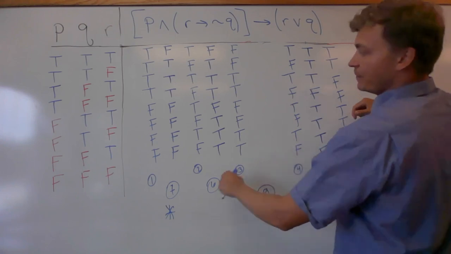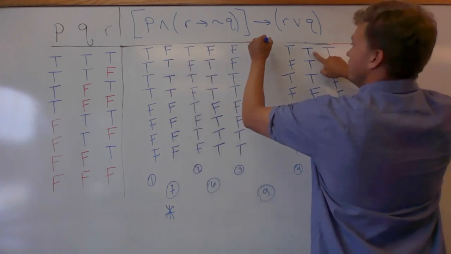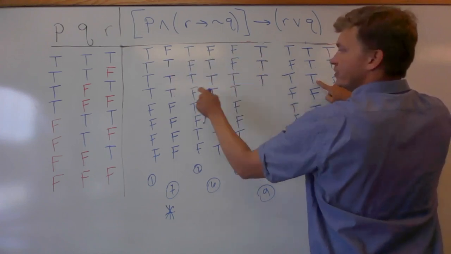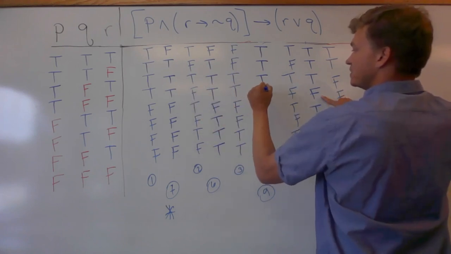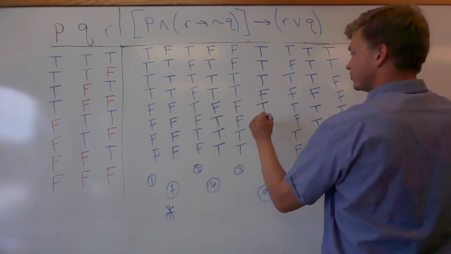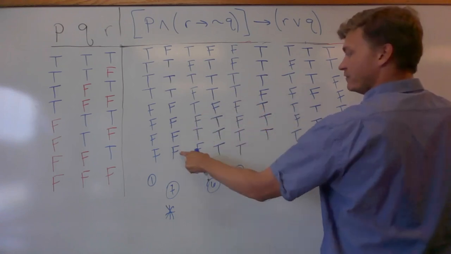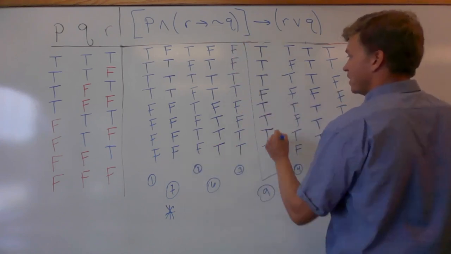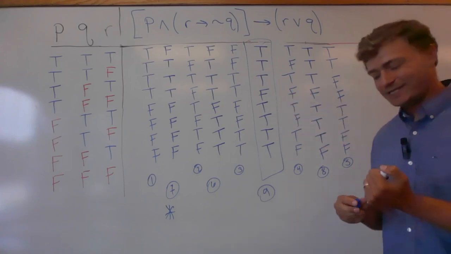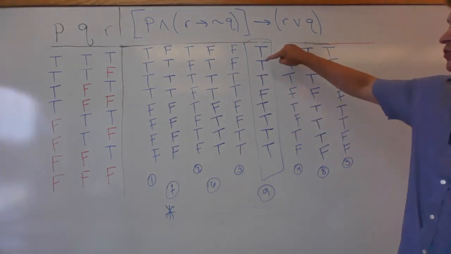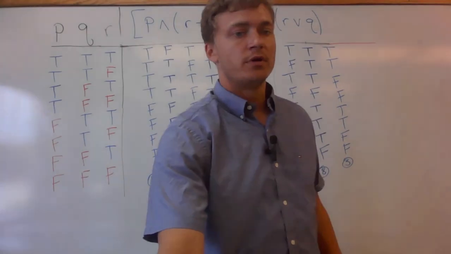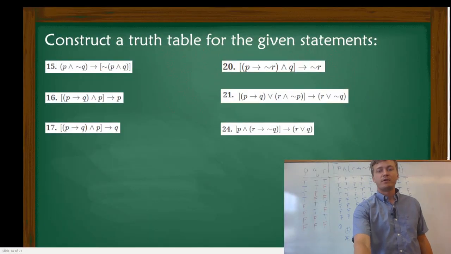Looking at column seven and eight. False implies true is true. True implies true is true. True implies true is true. True implies false is false. False implies true is true. False implies true is true. False implies true is true. False implies false is true. So again, almost getting that tautology. However, we have one F that's showing up. So this is not a tautology, but we see here true, true, true, false, true, true, true, true. And we have here our truth table for the following statement for number 24.